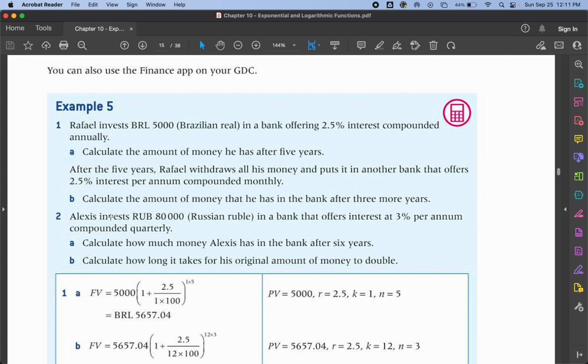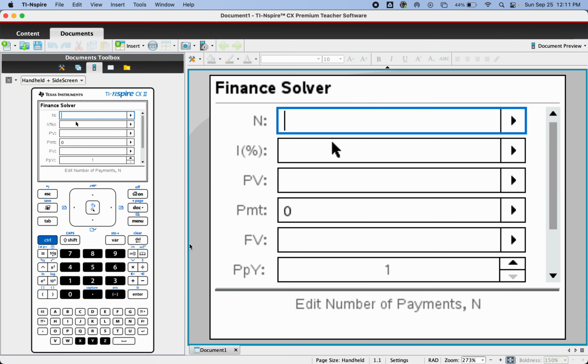So the problem says Alexis, or maybe Alexi, depending on how you want to pronounce that, invests 80,000 Russian rubles. So we've got 80,000 as our principal. The bank that it's being deposited into offers 3% interest per year, compounded quarterly. How much does Alexis have in the bank after 6 years? So if we go to the finance solver, what's nice about this is at the bottom it tells you what the screen or the part of the solver that you're in is actually what the input needs to be.